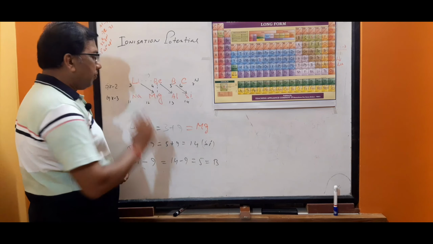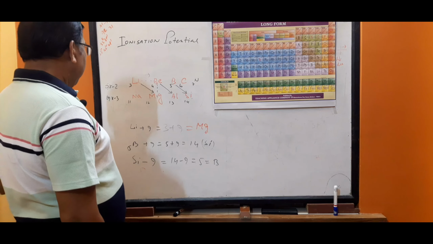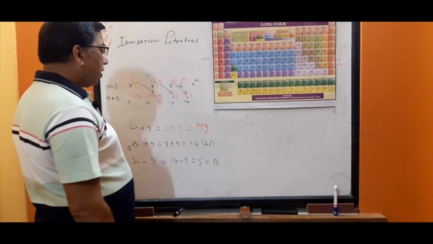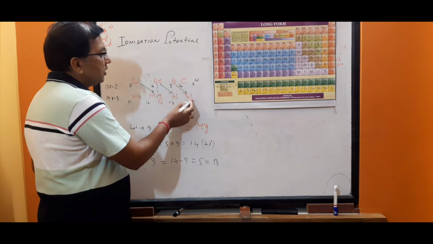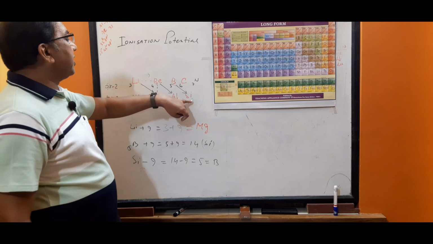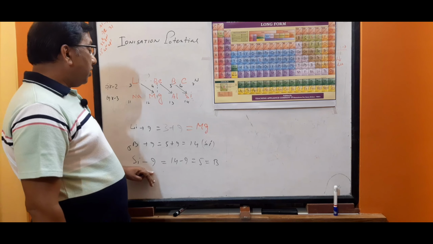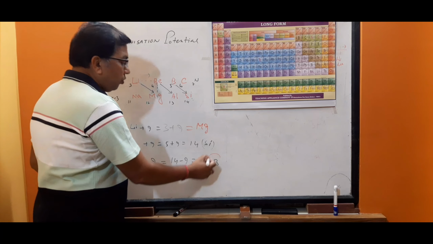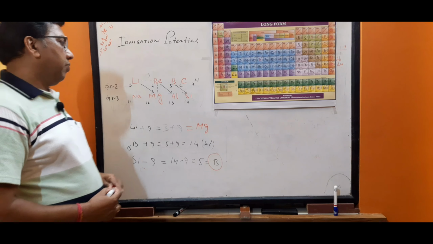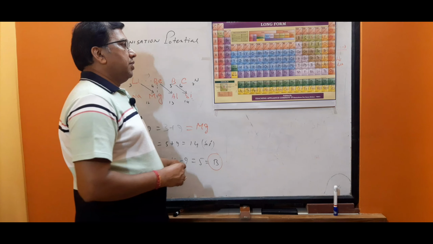So lithium, magnesium. Okay. Boron plus 9: boron's atomic number is 5, so 5 plus 9 is 14. 14 is silicon. So boron and silicon. If you come from silicon to boron, you have to subtract 9. Silicon minus 9, 14 minus 9, is 5. That is boron. This is the diagonal relationship. Okay, clear? That is the last thing I have discussed.